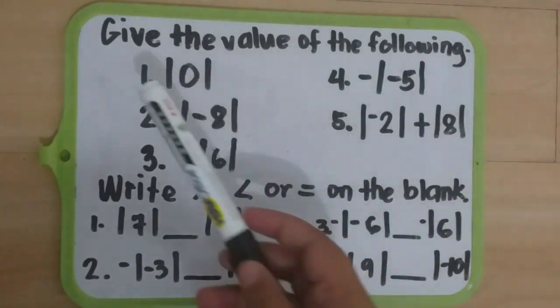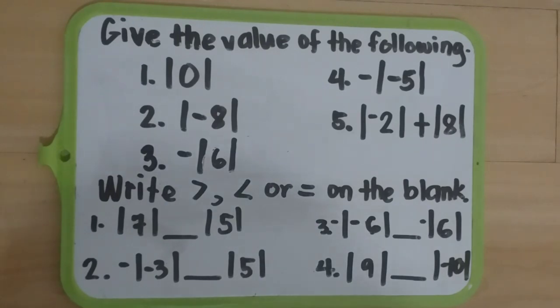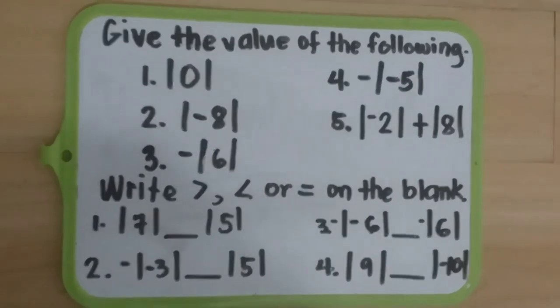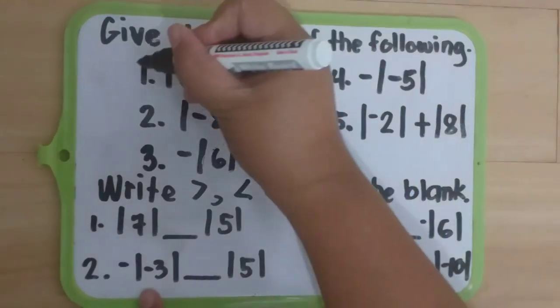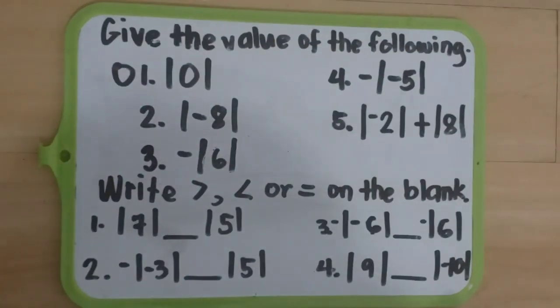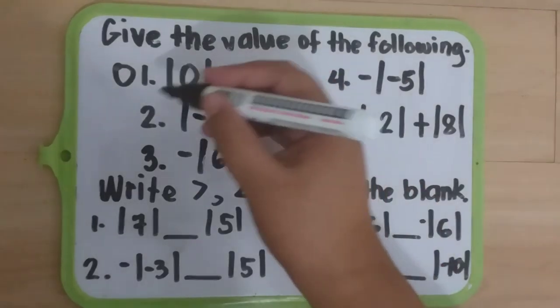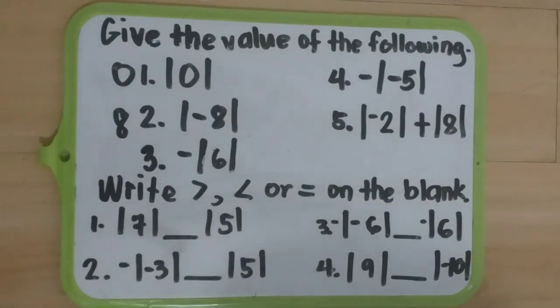So, for this one, you have to give the value of the following. For number 1, the absolute value of 0. So, we have here 0. For number 2, we have the absolute value of negative 8. That is positive 8. Remember class, we disregard the sign kasi distance ang kinukuha natin.